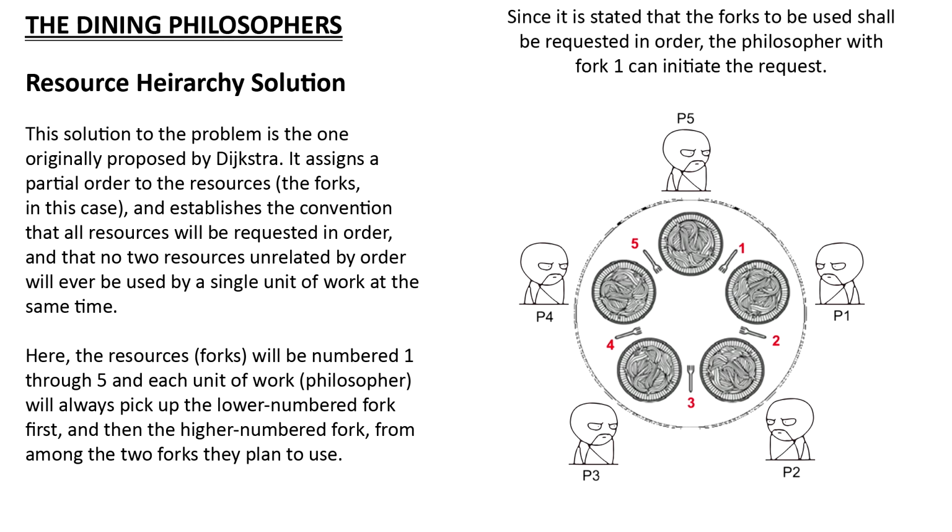Since it is stated that the forks to be used shall be requested in order, the philosopher with fork 1 can initiate the request. And as can be seen on the illustration, philosopher 1 started eating, while for philosopher 2, since he is missing fork 2, the next person in order that can be allowed to eat is philosopher 3. Now, since there's only 1 fork left for philosophers 4 and 5, they need to wait until the other forks become available to them.